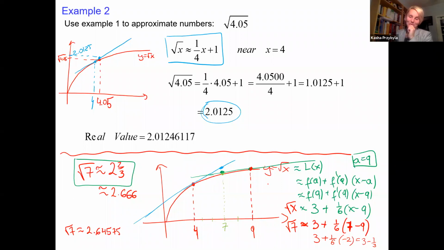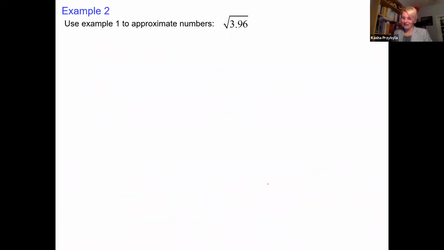I will try. After the session, I will approximate using the tangent line at 9 and the tangent line at 16. But I think 9 will still be better. Good feeling.